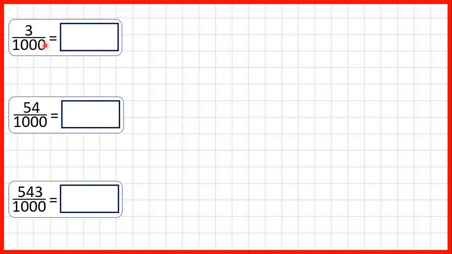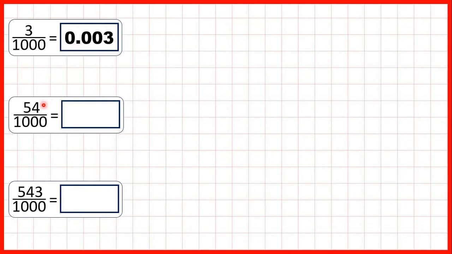For 3 thousandths, that's 0.003, because the first digit is the tenths, then the hundredths, but we want to show that we have 3 thousandths, so we need zeros in our tenths and hundredths to make it clear that this 3 is the third digit after the decimal point.